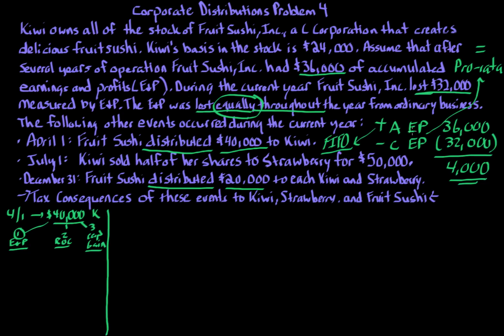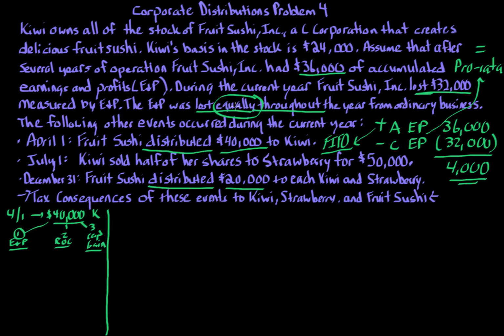And when you have positive accumulated EMP and negative current EMP, it's really important, this is what you need to focus on. You have to look at how the EMP was lost. Was it lost equally throughout the year, or was it specifically attributable to an event? You'll see in problem 5 that's what's going to change: what happens if it's attributable to an event on a specific date.